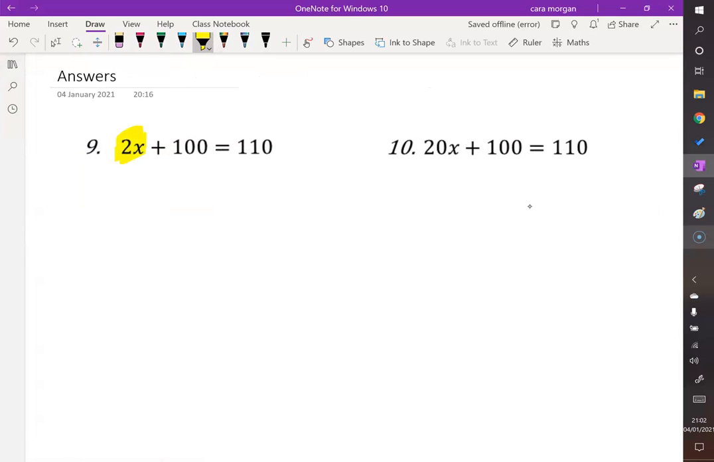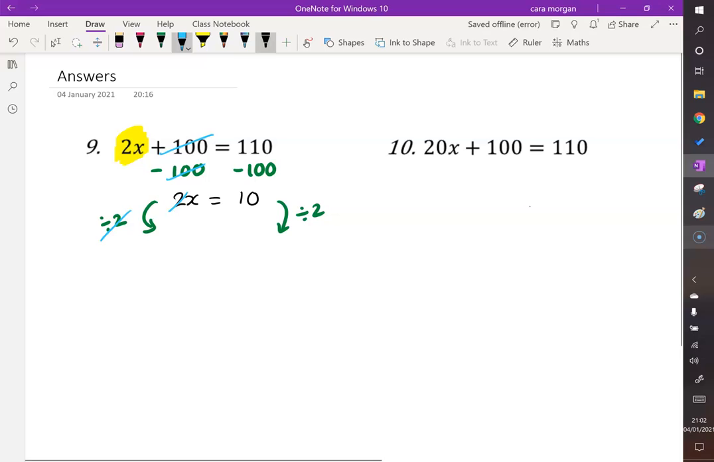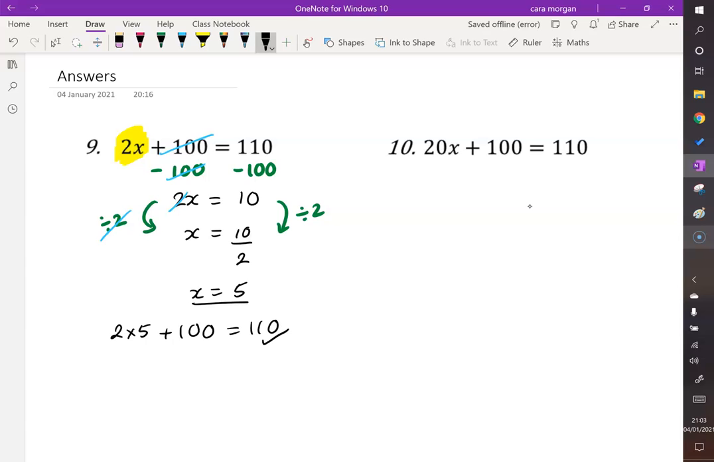Question 9. 2 x's. I've got to isolate 2 x's. I'm going to subtract 100, and therefore 2 x's must be worth 10. I'm going to divide by 2, and they cancel, and I'm left with x is 10 over 2, which is 5. I'm just going to check that 2 lots of 5 add 100 is 110, which it is. Makes my answer correct, and I can move on to number 10.